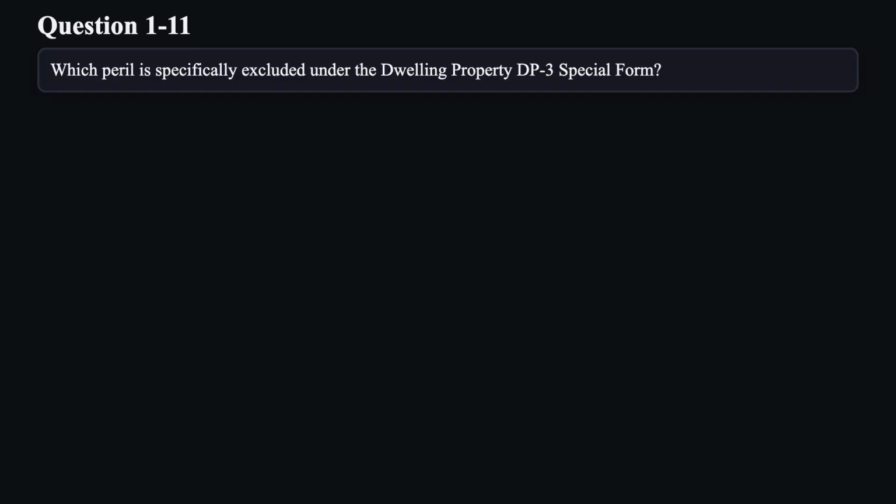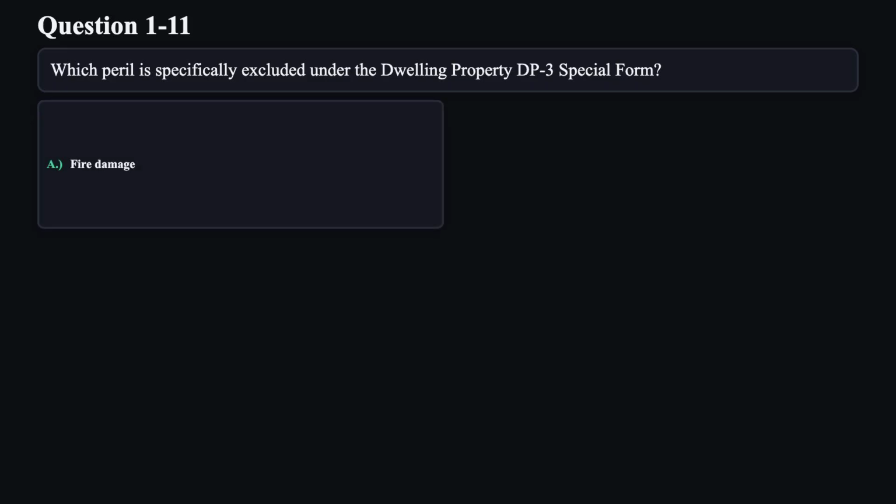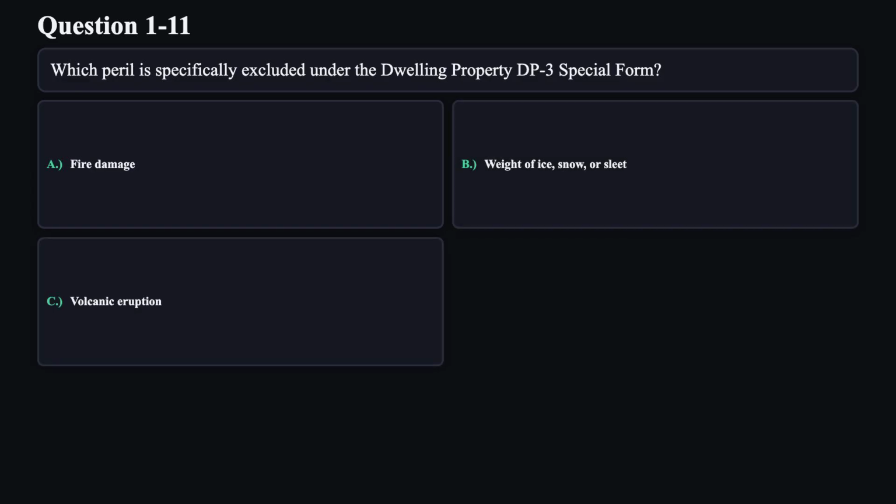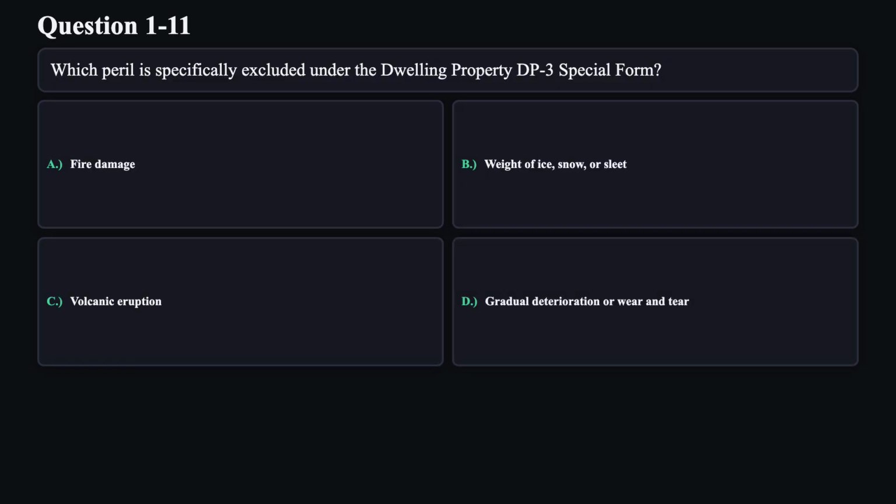Question 11. Which peril is specifically excluded under the dwelling property DP3 special form? A. Fire damage. B. Weight of ice, snow, or sleet. C. Volcanic eruption. D. Gradual deterioration or wear and tear.